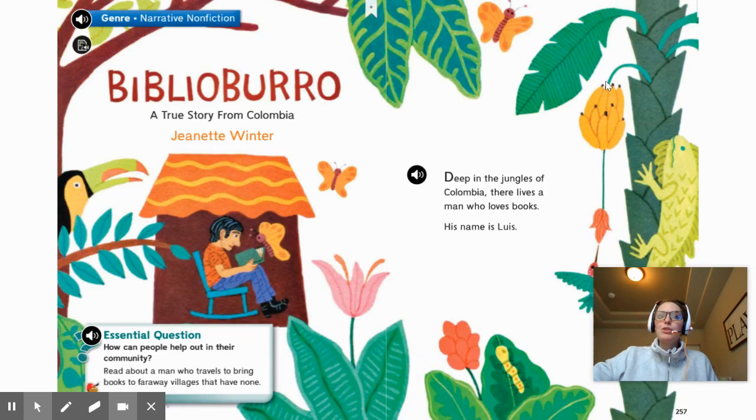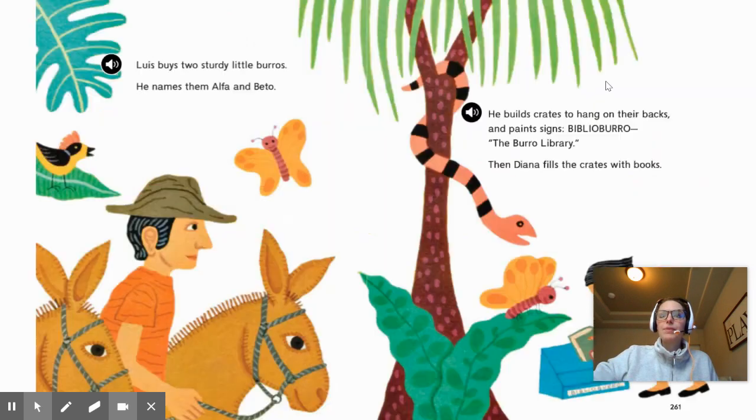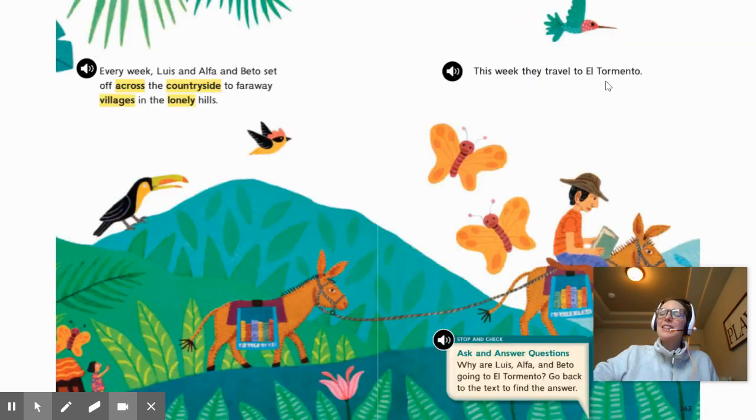If you remember, the story starts out with a man who loves books, and his name is Luis. He loves books so much and has so many books that he decides to share his books with people from other villages who do not have access to books of their own. So he creates a plan to have donkeys help carry his books into faraway villages. He calls it the Biblioburro, the donkey library.